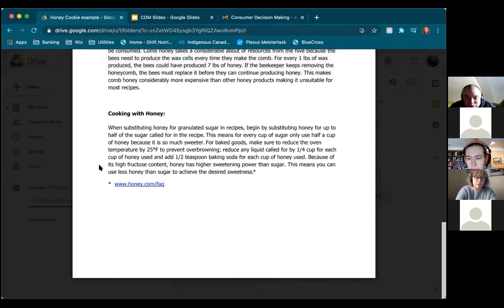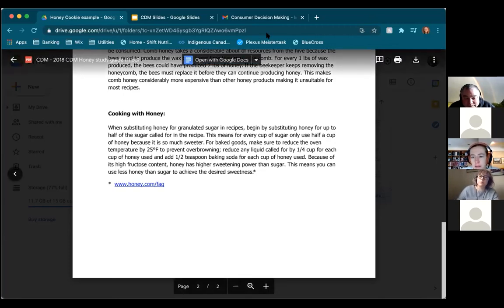Because of its high fructose content, honey has higher sweetening power than sugar. This means you can use less honey than sugar to achieve the desired sweetness. In a nutshell, that is the study guide.